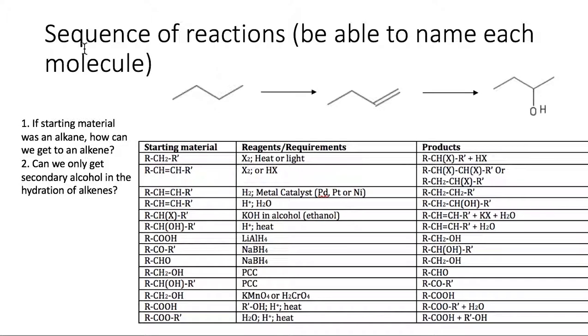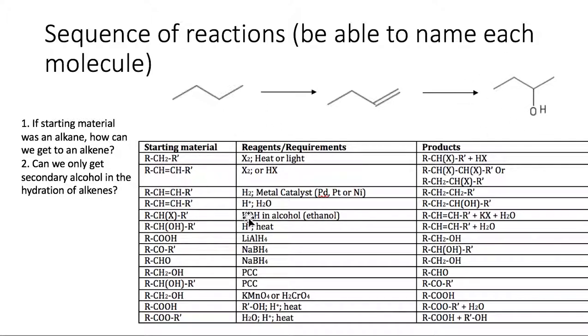Okay, so now we're going to cover a little bit about sequence of reactions. On your exam, you should be able to name the molecule in IUPAC. If you're given the name of it, you need to know whether it's a carboxylic acid, an ester, an alkane, an alkene. You need to identify that. But in this case, I'm giving you the structure of the molecule. So for this reaction, you're starting with an alkane, okay? And then you want to go to an alkene, and then you want to go to a secondary alcohol.